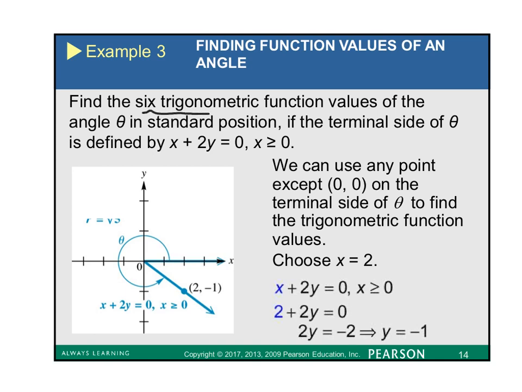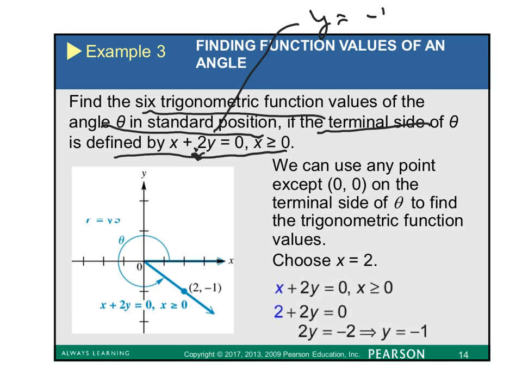Find the 6 trigonometric function values of an angle of theta. It sounds the same, but this time he says the terminal side of theta is defined by x plus 2y equals 0. If that's the terminal side, he just gave me an equation of a line. If you were a smart person, you could solve that for y and realize that y is equal to negative 1/2 x. So the slope's a negative half.